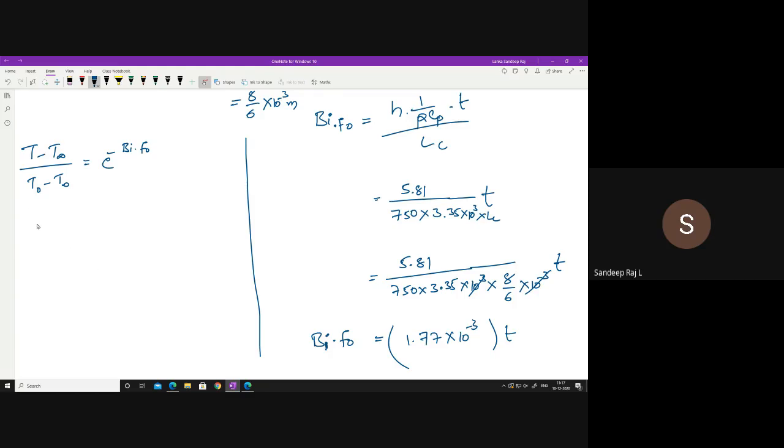The T value is given in the question as 2 degrees centigrade and T infinity is 1 degree centigrade. T naught is 25 and T infinity is 1 again, e power minus 1.77 into 10 to the power of minus 3 into t. So what is t? You have to calculate. Apply ln here. It is important that you apply ln.